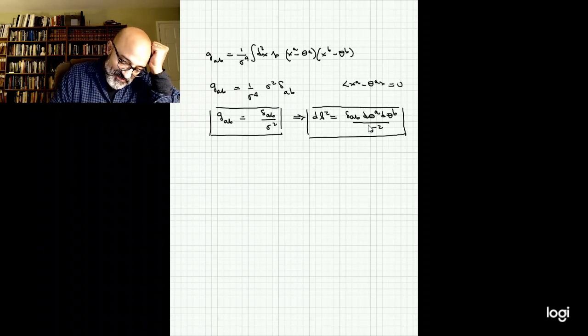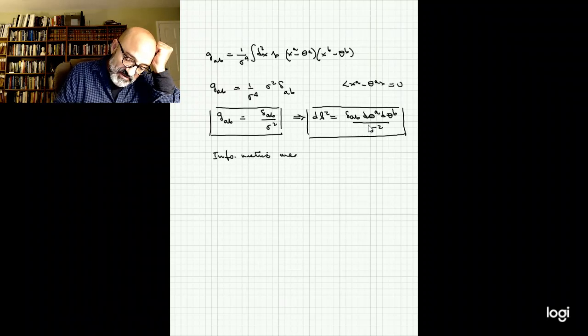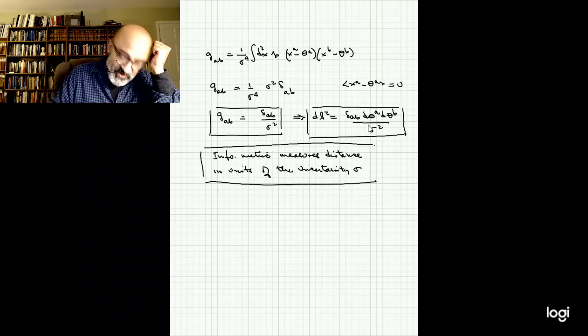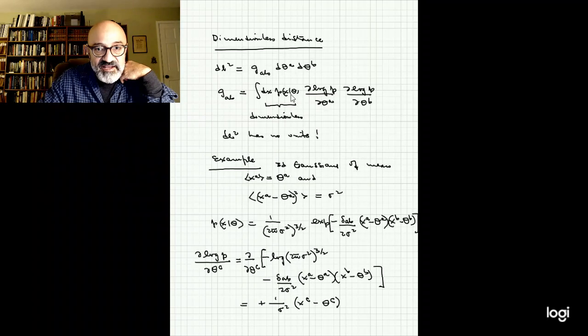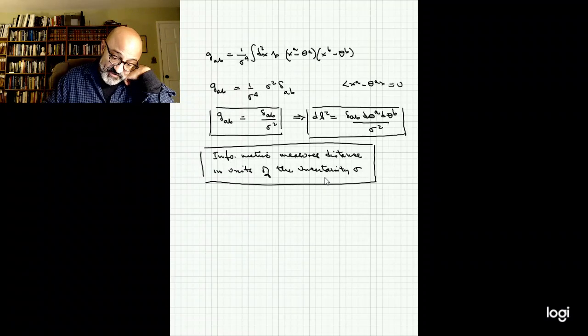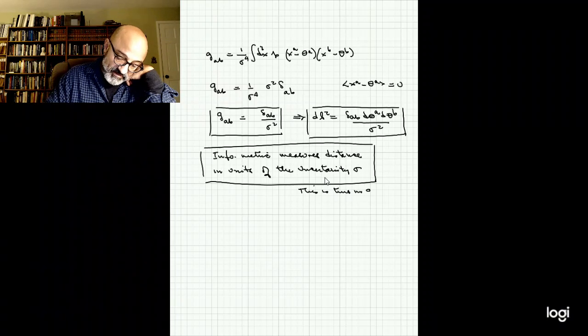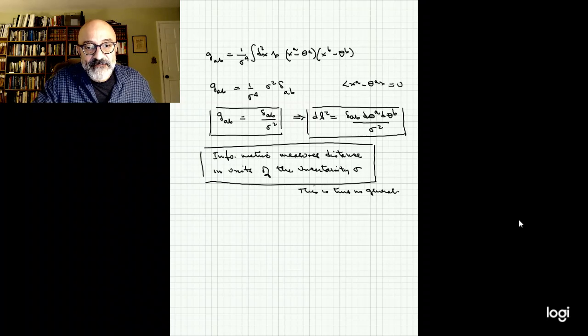It's because the information metric measures distance in units of the uncertainty sigma. Those are the units that are being expressed when you use the information metric here. I computed it here for Gaussians, but this is actually general, not just for Gaussians. This is universal. In general. Not just for Gaussians.